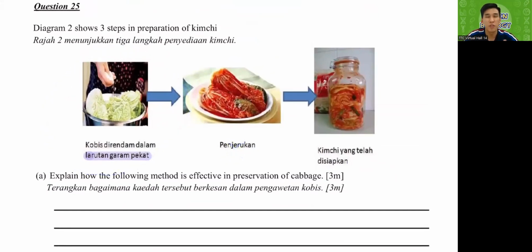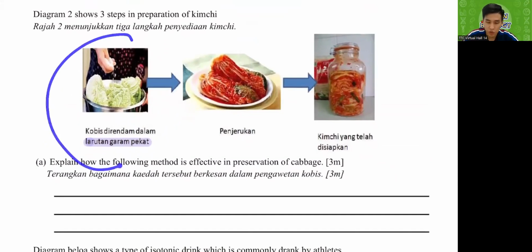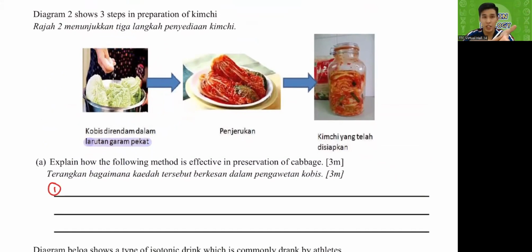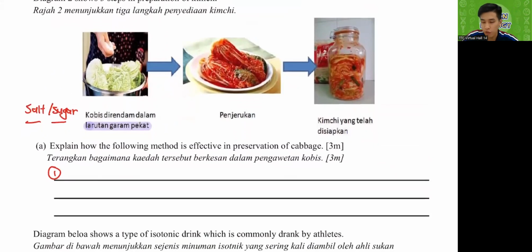Pickling, I think, is called fermentation. So we're going to focus on salt here. So salt, this one only you can talk about the hypertonic. Like salted fish, also the same thing. So when you see salted fish, salted vegetable, salt and sugar are basically the same law, because salt and sugar both are actually hypertonic. So here they ask how the following method is effective in preservation of cabbage.